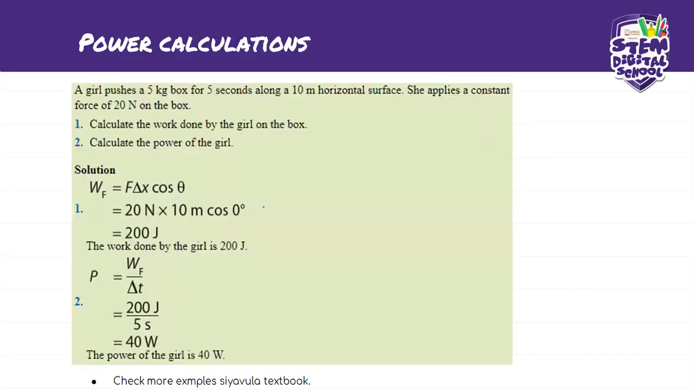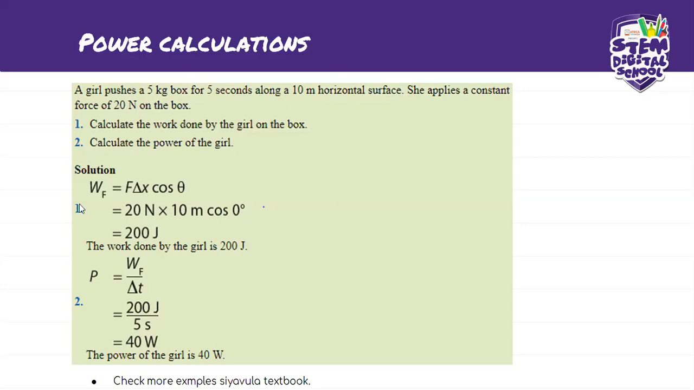So now we've got a problem, okay? The power calculations. It says a girl pushes a 5 kilogram box for 5 seconds along a 10-meter horizontal surface. Okay, so you've got your kilogram, and you've got your time, and you've got your distance. Okay, she applies a constant force of 20 Newton on the box. Calculate the work done by the girl on the box and calculate the power of the girl. So this is the simplest question that you can get in this regard.